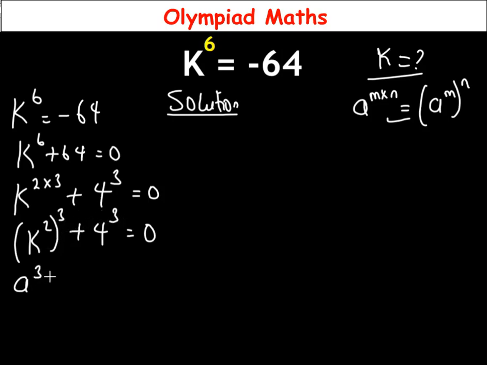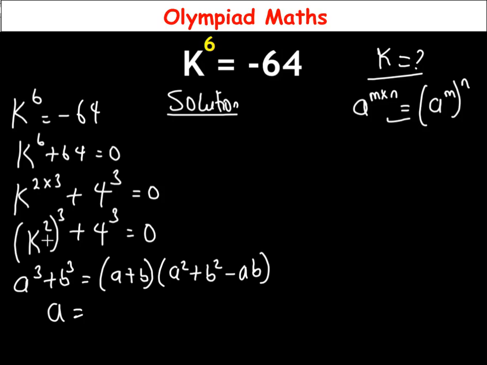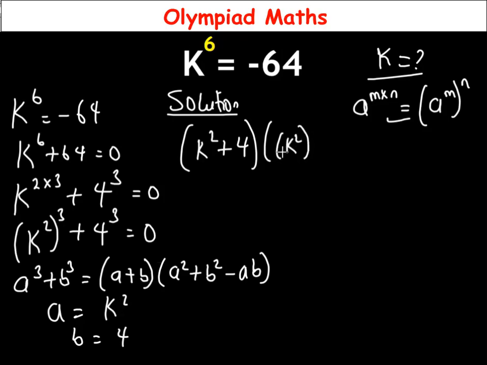If you have a raised to power 3 plus b raised to power 3, this equals a plus b multiplied by a square plus b square minus a times b. Now in this case, a is equal to k square, while b is equal to 4. So applying the value of a as k square and b as 4, what we have is, in brackets, k square plus 4, all multiplied by, in brackets, k square squared, plus 4 squared, minus k squared multiplied by 4. It's all equal to 0.